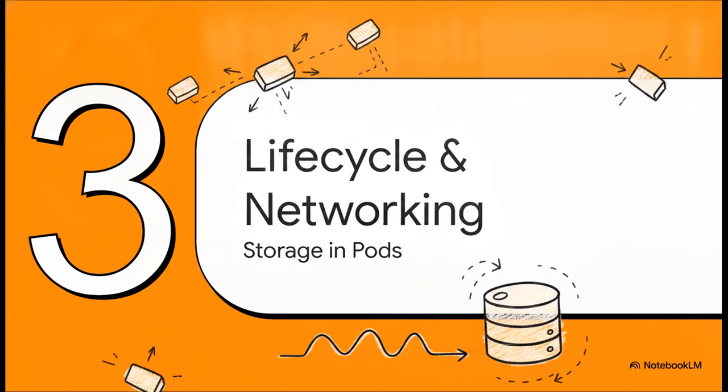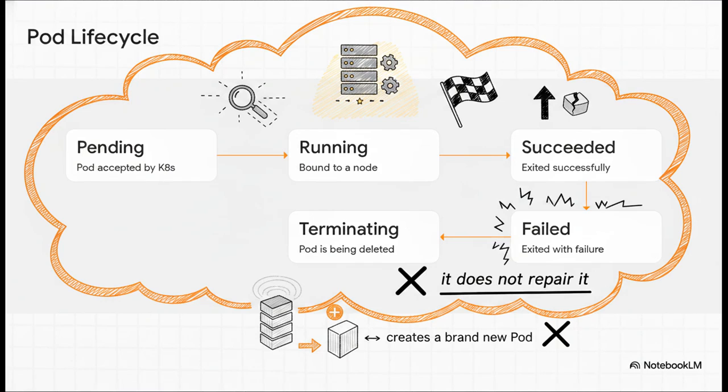All right, Section 3, lifecycle, networking, and storage. This is where things get really dynamic. A pod goes through 5 distinct lifecycle stages: pending, running, succeeded, failed, and terminating. But here is the crucial thing you've got to remember. Pods are inherently temporary. They are completely ephemeral. If a pod crashes and hits that failed state, Kubernetes does not repair it.